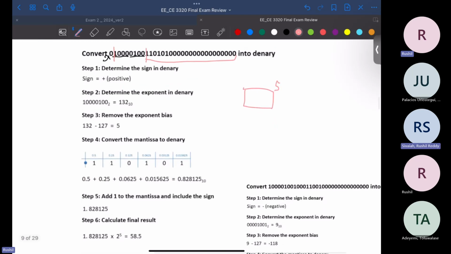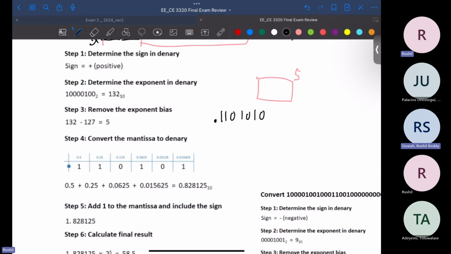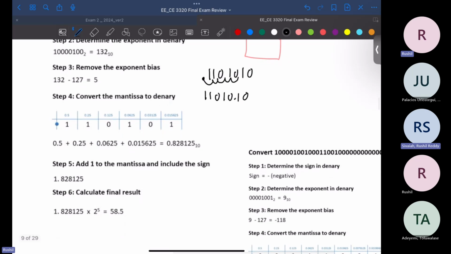Right? So now we're going to go ahead and work on the Mantissa. So we have 1101010 at the decimal point. Is that correct? Yeah, that's correct. Okay, so now since it's to the power of 5, we're going to move the decimal point over 5. So 1, 2, 3, 4, and 5. So we'll have 101.10. Does that look right? Yeah, I think that does look right. So this should be our final result.